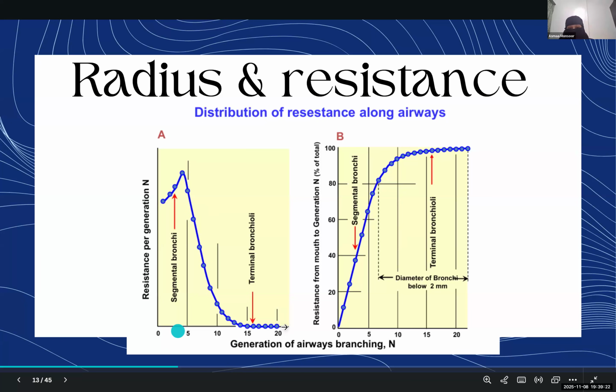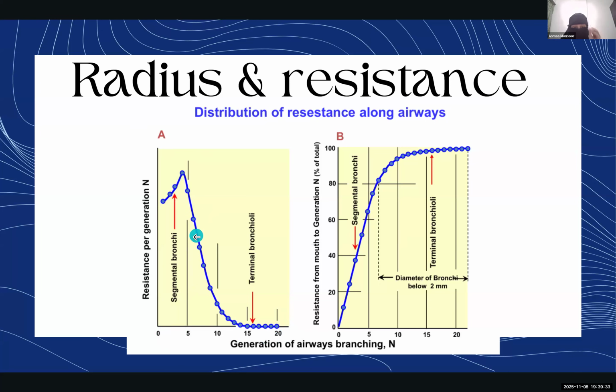This is like 20 times the division of the main bronchi. That's what it means over here. Over here, it's talking about the resistance, okay? So we're coming from the upper airways to the lower airways. That's what this picture is talking about. What happens to the resistance when you move from the upper airways to the lower airways?